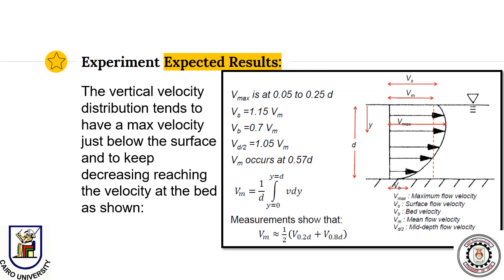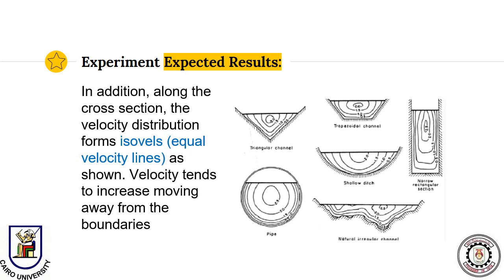The vertical velocity distribution tends to have a max velocity just below the surface and to keep decreasing, reaching zero velocity at the bed as shown. In addition, along the cross-section, the velocity distribution forms isovels, equal velocity lines, as shown. Velocity tends to increase moving away from the boundaries.